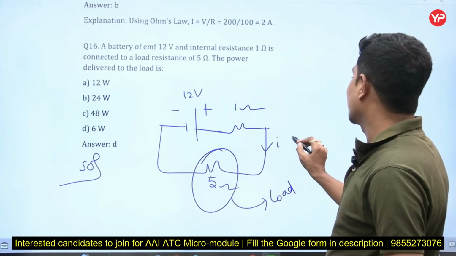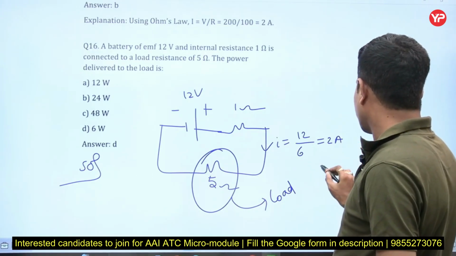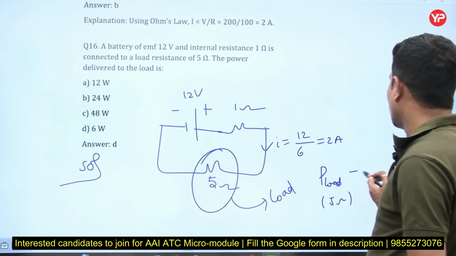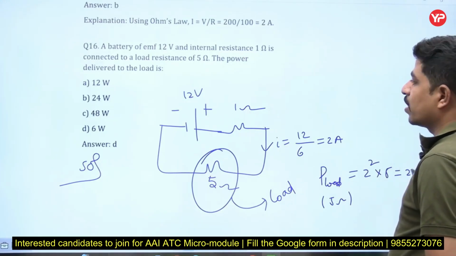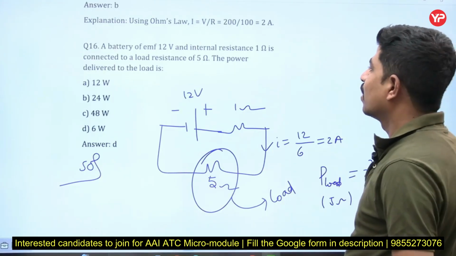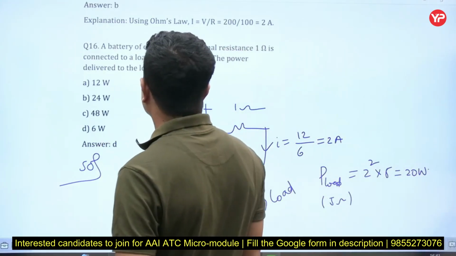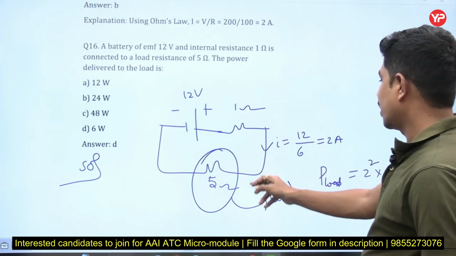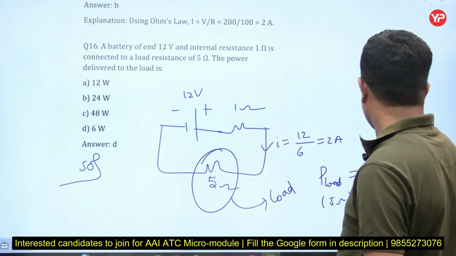Then tell me how much is the current. Current is equal to 12 divided by 6. How much is it? 2 amperes. Then power in the load. What is the load? 5 ohms, power is equal to I square R. 2 square into 5, it is 20 watts. I think there is no such option, but it is 20 watts. I square, where total resistance is 5 plus 1, 6. Total current is 12 divided by 6, 2. 2 square 4, 4 into 5, it is 20 watts.